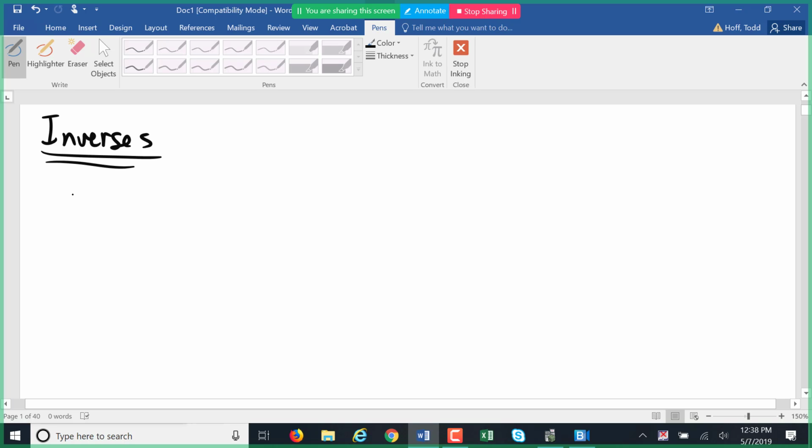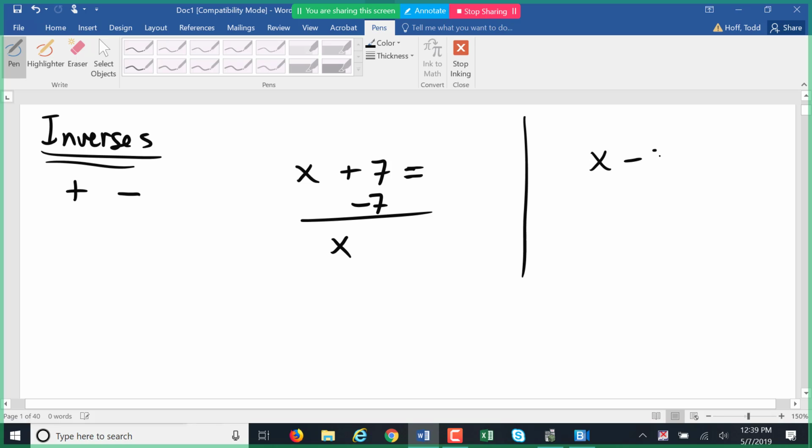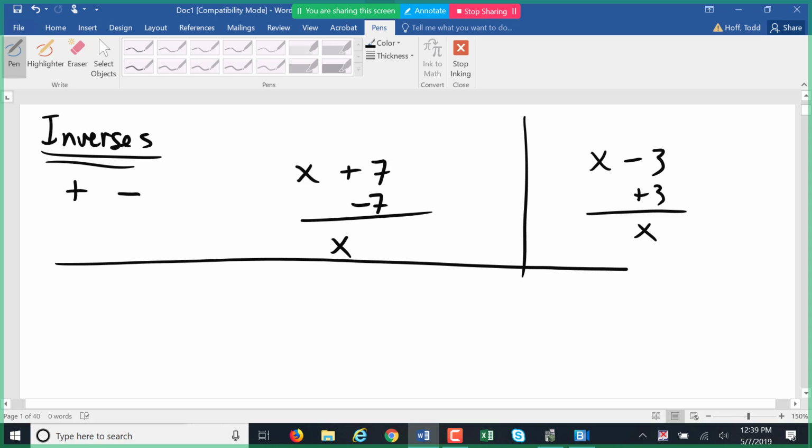I mean, the simplest one is addition and subtraction. If I start out with a number, x, and I add something to it, x plus 7, the inverse of that is to subtract 7, gets me back to just x. Or on the other side, if I had x minus a number, x minus 3, if I add 3, it gets me back to just x. Adding and subtracting the same number puts you right back where you started. They cancel each other out. They invert each other.